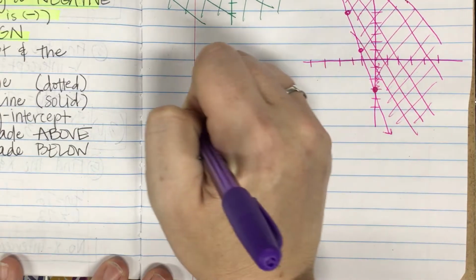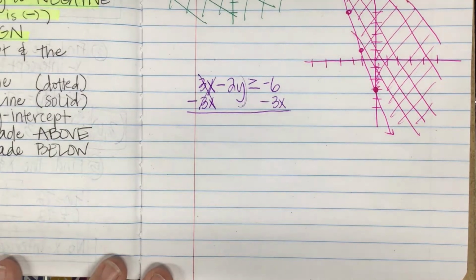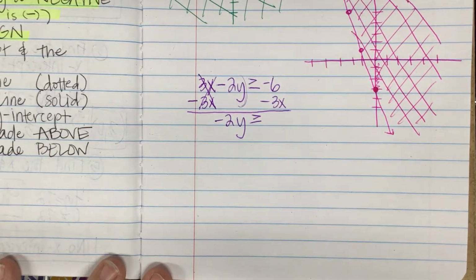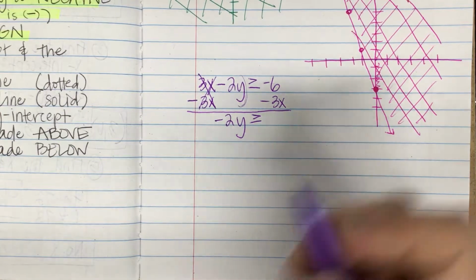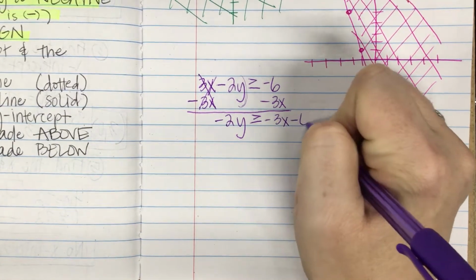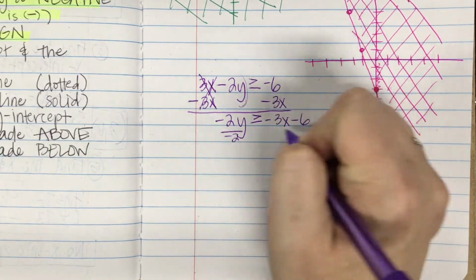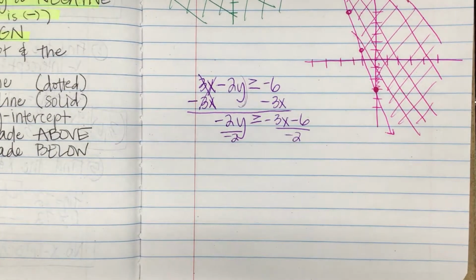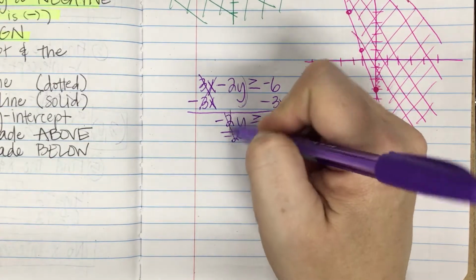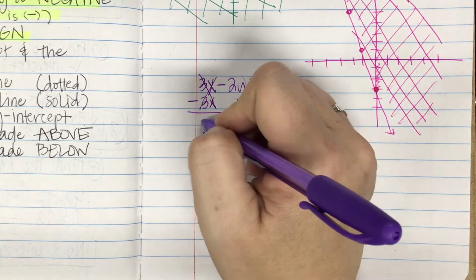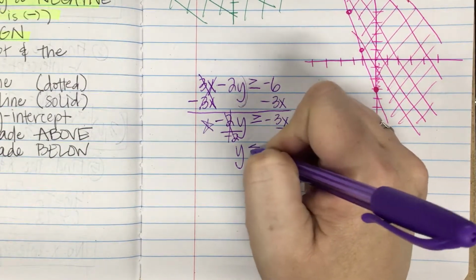These are literal equations. And I'm left with negative 2y is greater than or equal to what? Negative 3x minus 6. Good. Is y by itself yet? No. I need to divide by negative 2. Now y is by itself. My coefficient was negative, so I flip the sign.